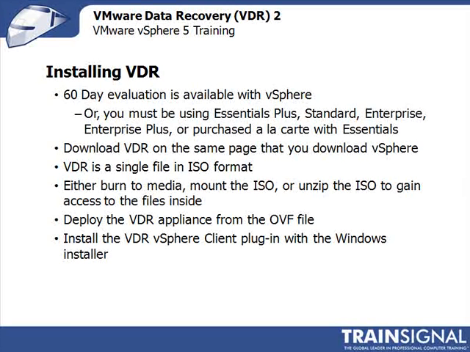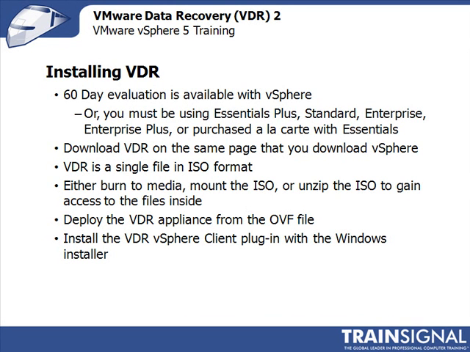You can download VDR on the same page where you download vSphere, and VDR will be downloaded in a single file ISO format. So it's just a single ISO file. From there, you'll have to either burn that ISO file to some optical media or mount the ISO file using a tool like Magic ISO, or you can unzip the ISO to gain access to the files inside, again, with a third-party tool. And I'll show you how I get the files off the ISO.